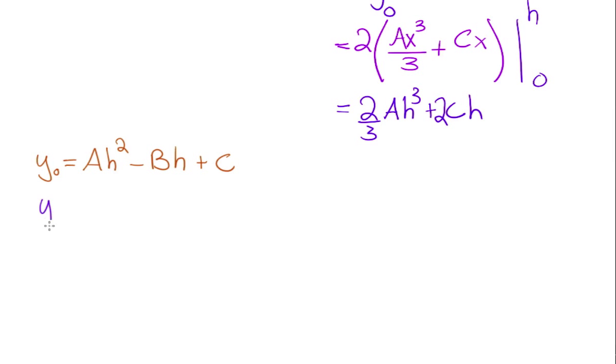Okay, and then can we do the same thing for y1? y1 just equals c because the x value is equal to 0, right? And then last but certainly not least, y2 is equal to ah squared plus bh plus c.